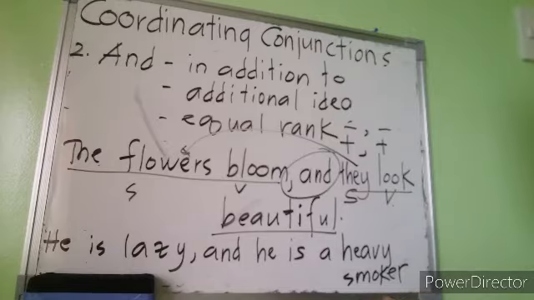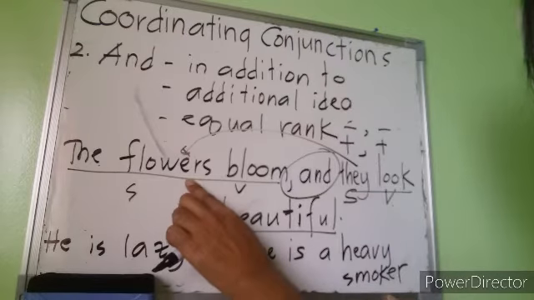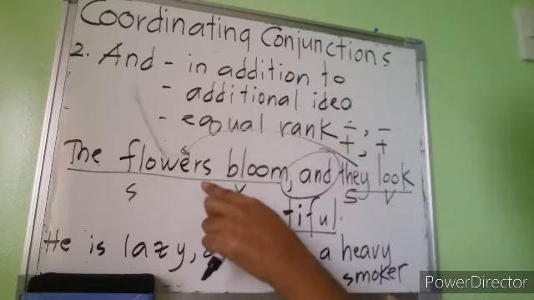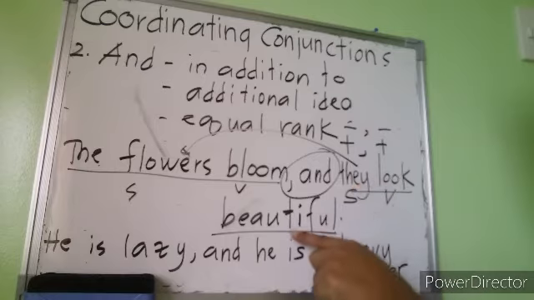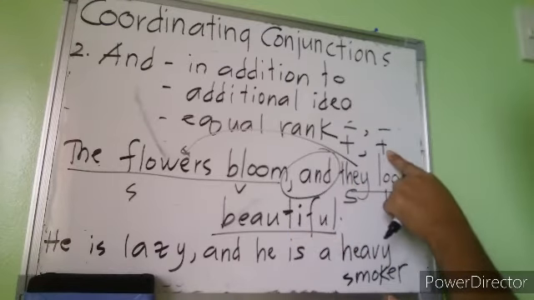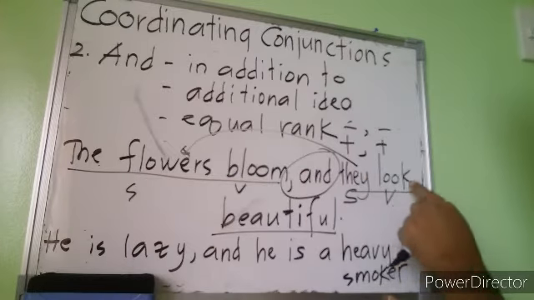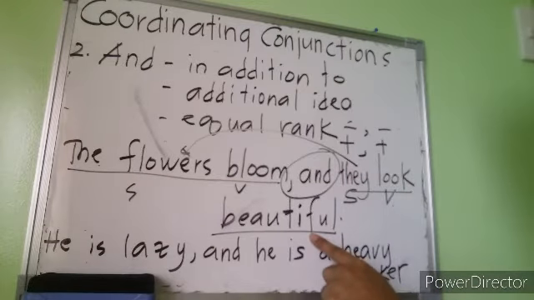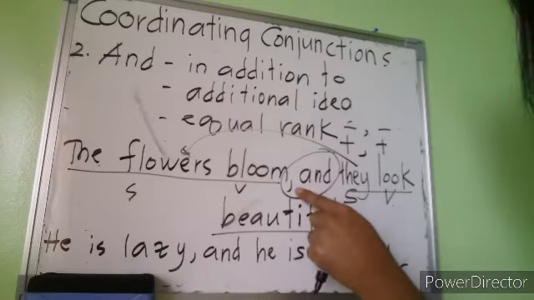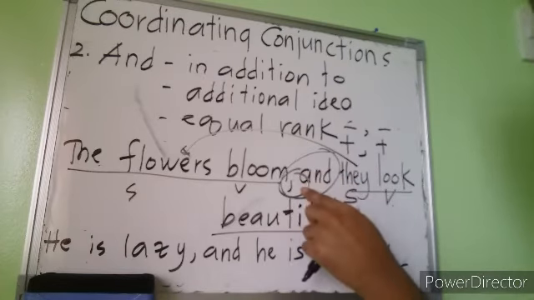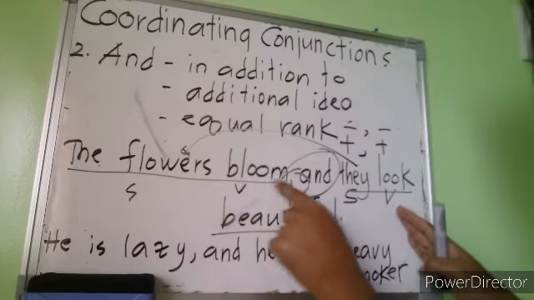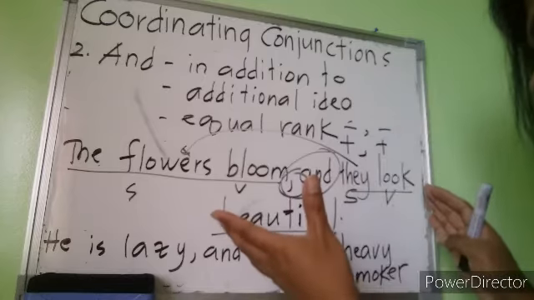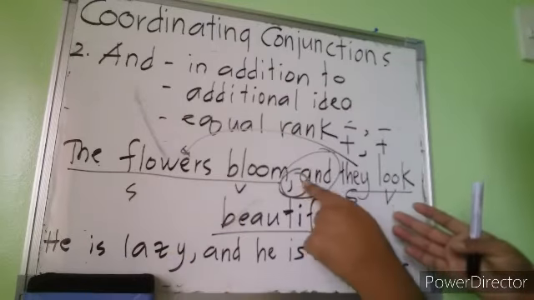Why? Because the flowers bloom is in a positive state, in a positive sentence. There is no not, right? And here, they look beautiful, that is also positive. So it cannot be the flowers bloom and they are not beautiful. That is impossible. That is crazy. Now, there is a comma here. If you want to put a comma here, you can do so. According to some grammar experts, if the sentence is quite a short one, you don't need to put the comma. But if the sentence is quite long for you, then you can put a comma there.